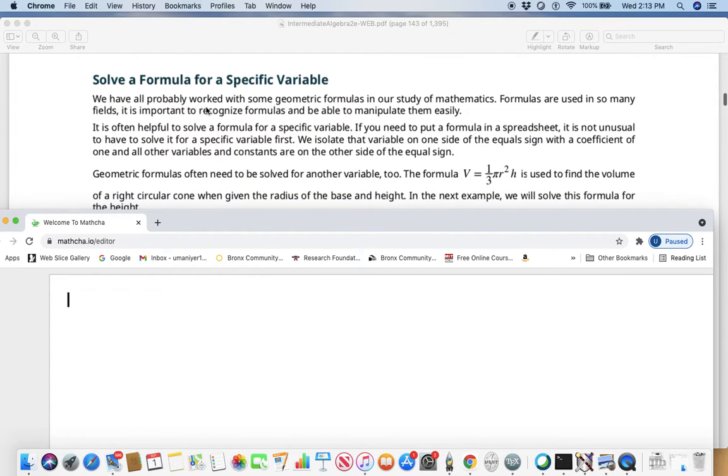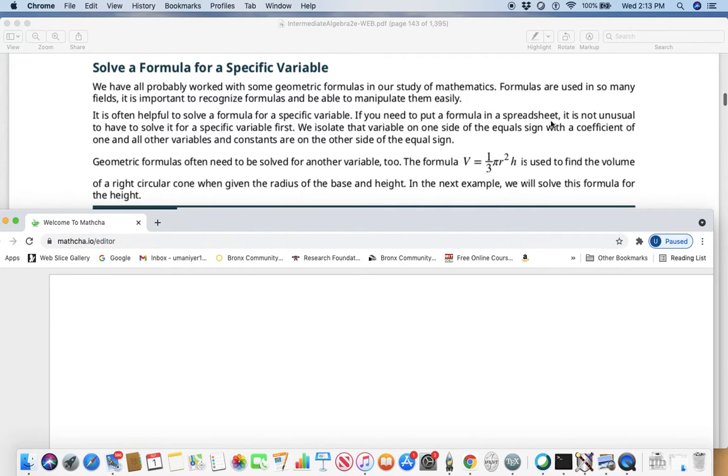We have all probably worked with some geometric formulas in our study of mathematics. Formulas are used in so many fields. It is important to recognize formulas and be able to manipulate them easily. It is often helpful to solve a formula for a specific variable. If you need to put a formula in a spreadsheet, it is not unusual to have to solve it for a specific variable first. Geometric formulas often need to be solved for another variable too.